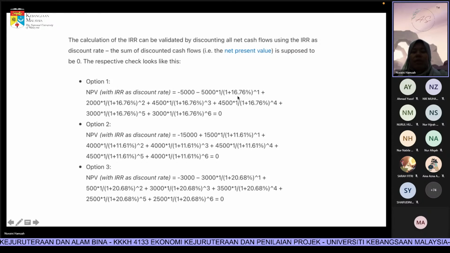Bahagian 1 nilai power by n, ingat kan? Okay, ingat kan NPV tu? Senang je. Ini year 1, ini adalah year 2, ini adalah year 3, ini adalah year 4, ini adalah year 5, ini adalah year 6. Masukkan semua benda ni dan you dapat jawapan dia kosong.